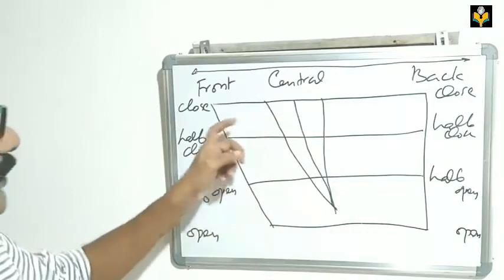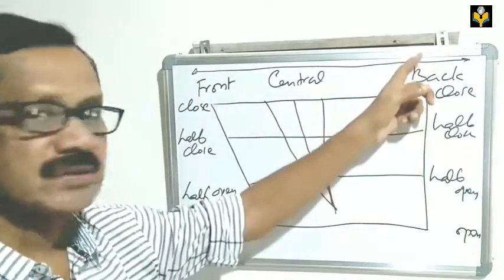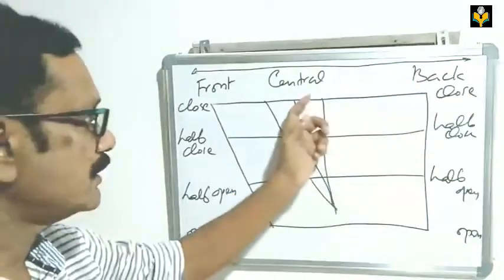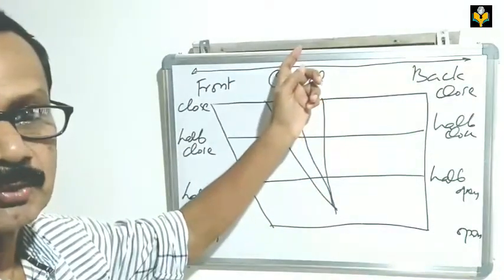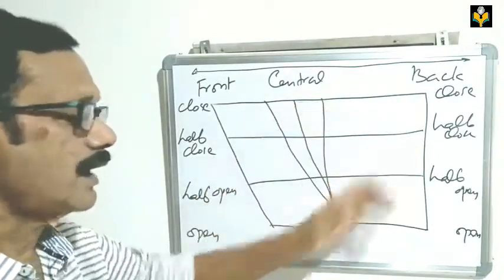This is where the front of the tongue is raised to pronounce this vowel. The back of the tongue is raised to pronounce this vowel. The central part of the tongue is raised to pronounce this vowel. That is also the case with open and half open.